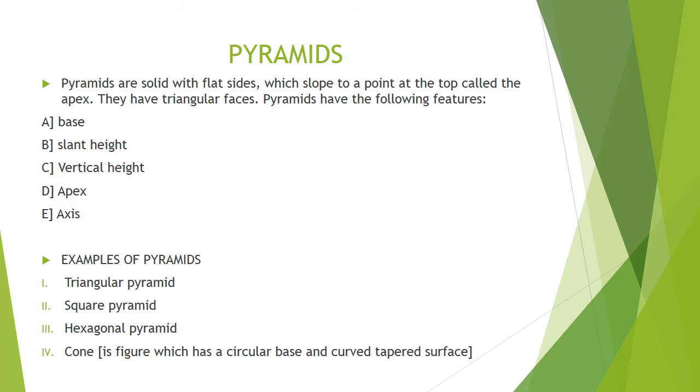Why is a cone a pyramid? Because it's a figure which has a circular base and a curved tapered what? Surface. That is why it's called a cone. I hope you all know a cone. Now we are going to take a critical look at these figures we have mentioned.